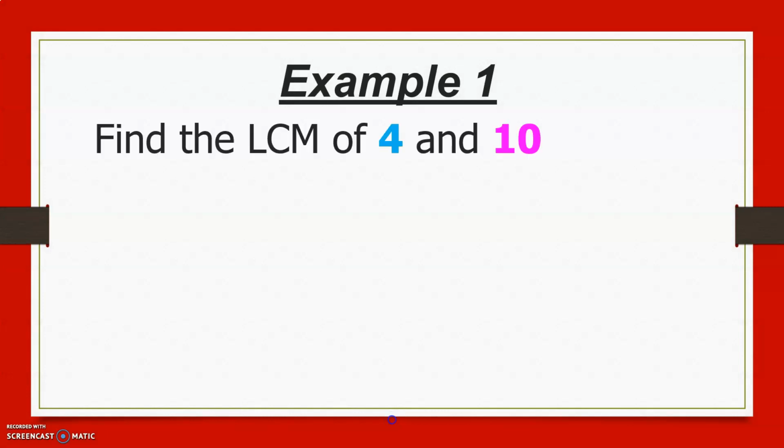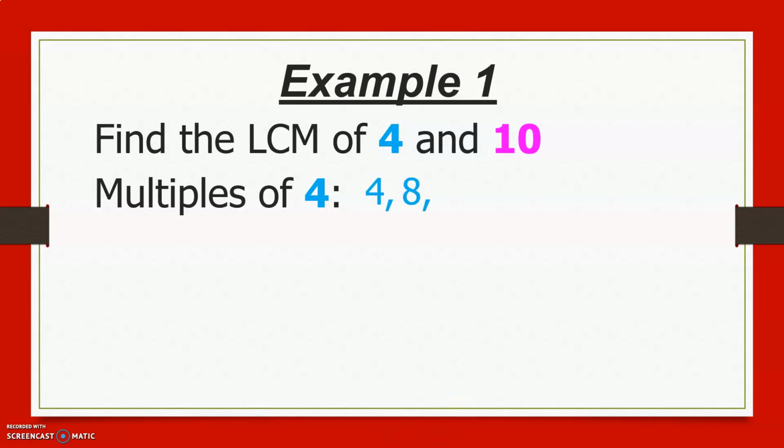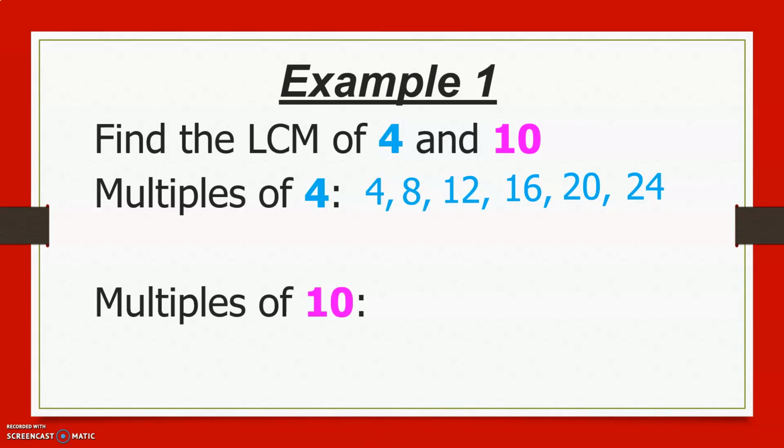Our first example: find the LCM of 4 and 10. I start with the multiples of 4. I just start listing them. So I have 4, then 8, 12, 16, 20, and 24. And I'm going to stop there. If I need to add more, I can go back and do that. Let's look at the multiples of 10 now. The first one is 10, the second is 20, and the third is 30.